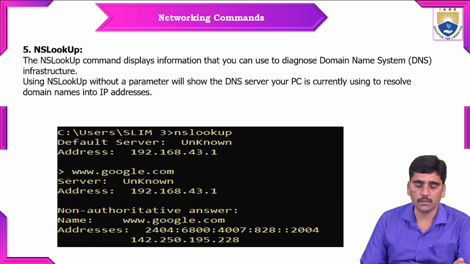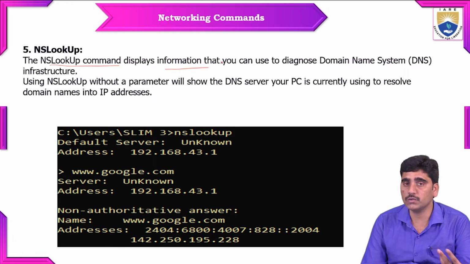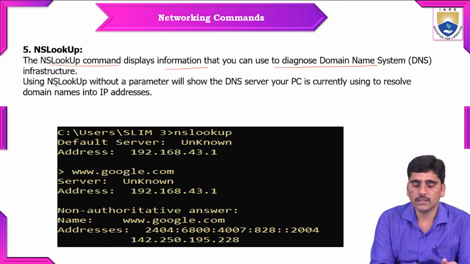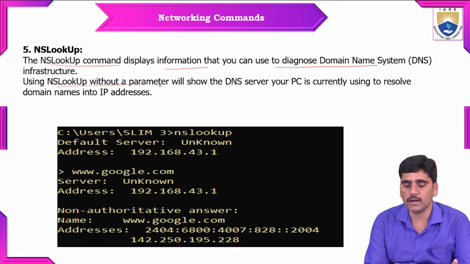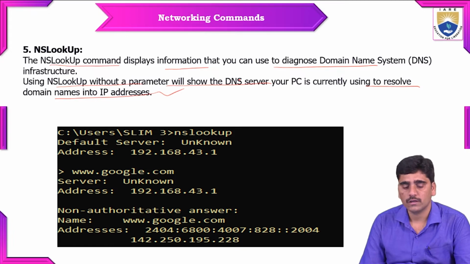And next one, nslookup. The nslookup command displays information that you can use to diagnose Domain Name System infrastructure. Using nslookup without a parameter will show the DNS server your PC is currently using to resolve domain names into IP addresses. It specifies whether that domain name server is reachable from your IP address or not.